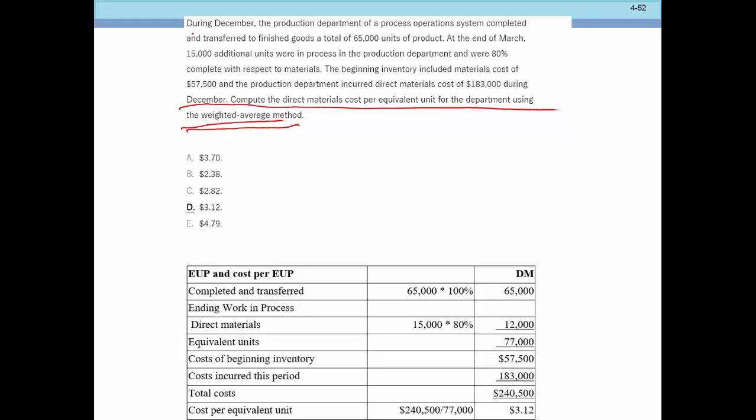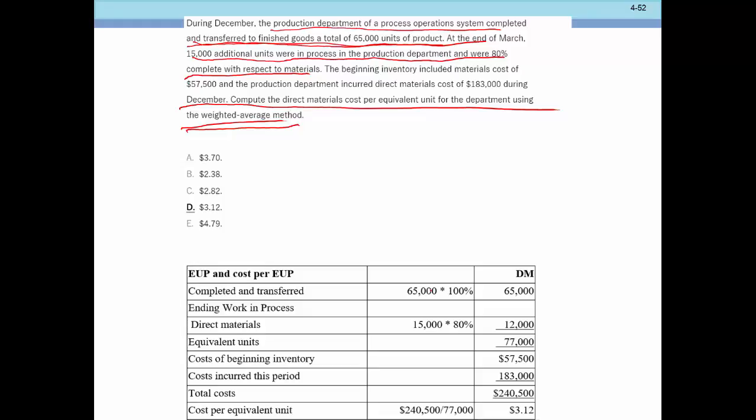Sorry, guys. So this is now 65,000 units of product. The production department has a process operation system completed and transferred to finished goods 65,000 units of product. At the end of March, 15,000 additional units were in process in the production department and were 80% complete as to materials.